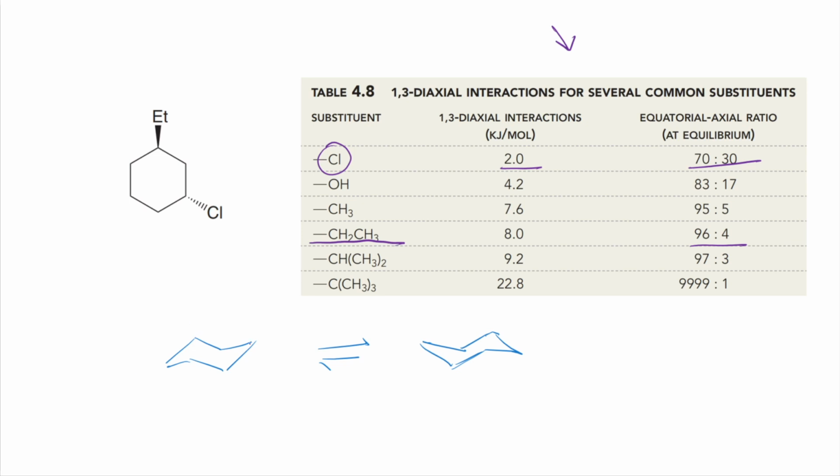So we can draw it out. This is the Et and Cl over here. Cl and the Et and Cl. So it would prefer this one. Yes.